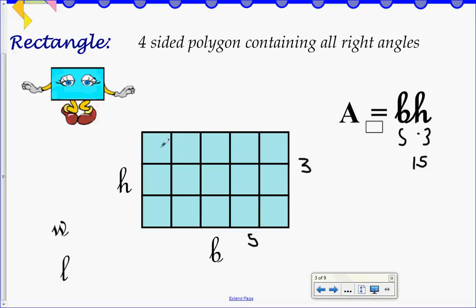Notice if we count the squares, 1, 2, 3, 4, 5, 6, 7, 8, 9, 10, 11, 12, 13, 14, 15, it works. That's how many squares are inside the borders of the shape. That's what area is. How many squares do you have inside the borders of the shape? There are 15 square units. If I said it was feet, then I'd have 15 square feet.